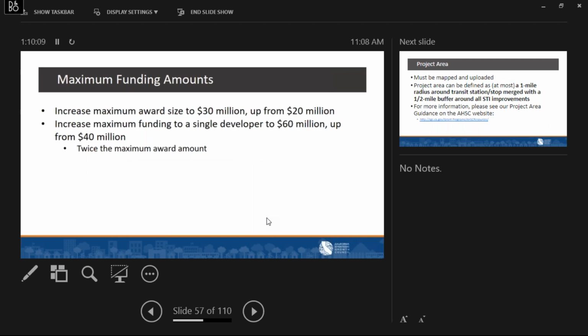Our maximum funding amounts. As Coral also mentioned, our maximum award size increased to $30 million, up from $20 million this round. We did this in order to match the maximum loan increases seen in other HCD funding sources, so that if a project is applying to AHSC and also wants to apply to other HCD programs, the size of the loan request could be consistent across each of these programs. To match this, we are also increasing our developer funding maximum, so that a single developer is now eligible to receive up to $60 million in funds, whereas previously it was $40 million, keeping consistent that amount at a scale of 2 maximum awards.